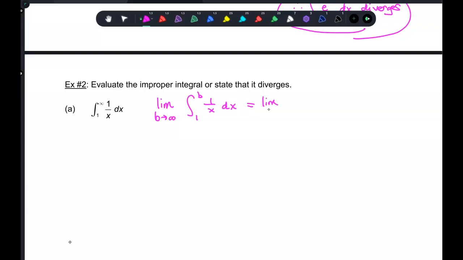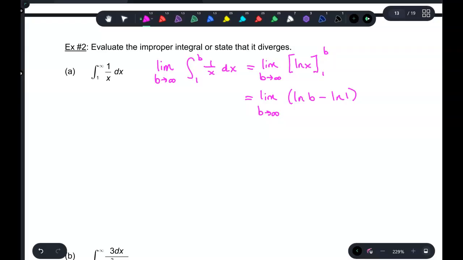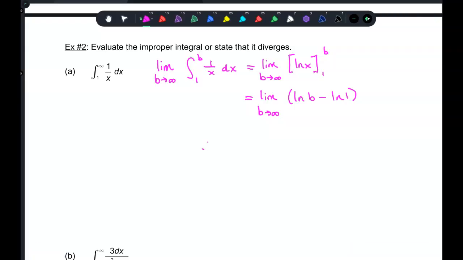Okay, this one is going to be, so the integral, that's going to be natural log of x evaluated from 1 to b. So we have natural log of b minus natural log of 1, but that's just going to go to infinity. So this one is also going to diverge.